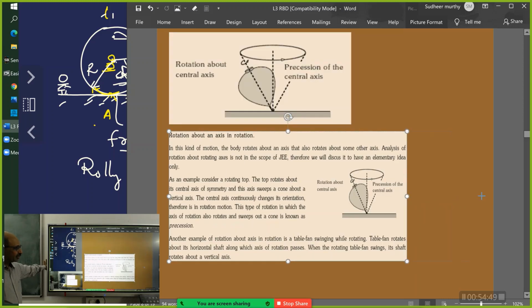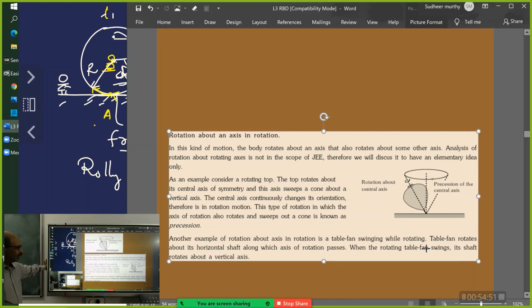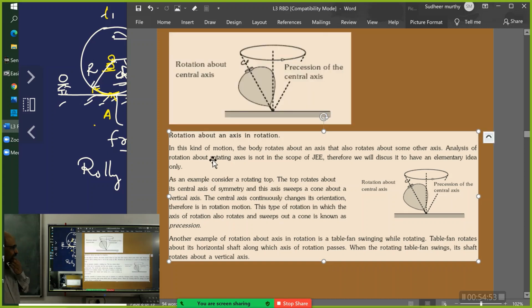Anyways, if you are more interested, please read everything more. In this kind of motion, the body rotates about an axis that also rotates about some other axis. Analysis of rotation about a rotating axis is not in the scope of JEE. Therefore, we will not discuss it; it is only to have an elementary idea. Many things will happen like this.